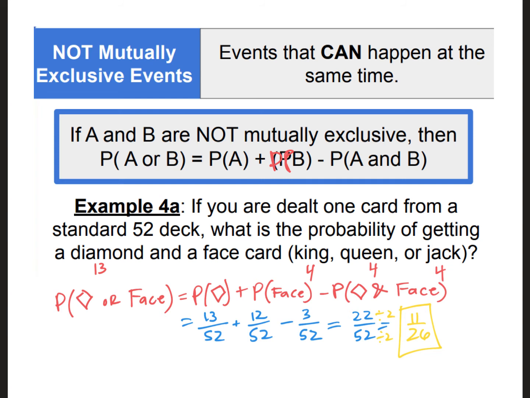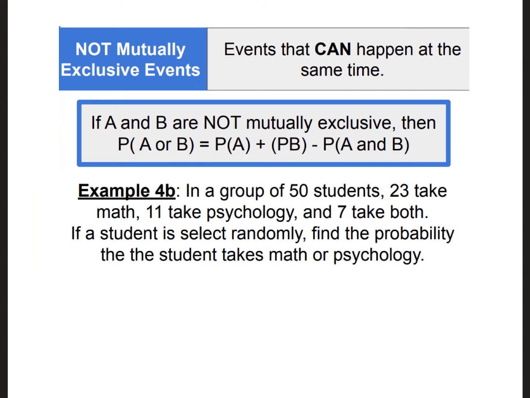Let's go ahead and look at 4B. 4B says, in a group of 50 students, 23 take math, 11 take psychology, and 7 take both math and psychology. If a student is selected randomly, find the probability that the student takes math or psychology. So now this is something that is not mutually exclusive. It can happen at the same time. You can take a math class and you can take a psychology class. You just probably can't take them the same hour, but you could be taking both classes.